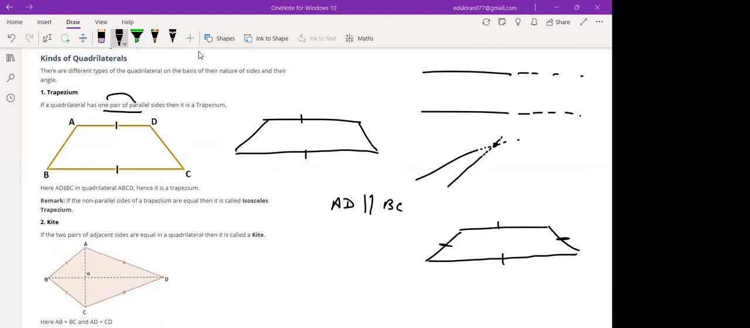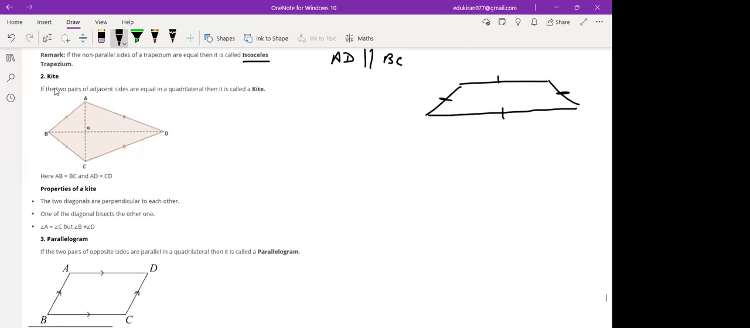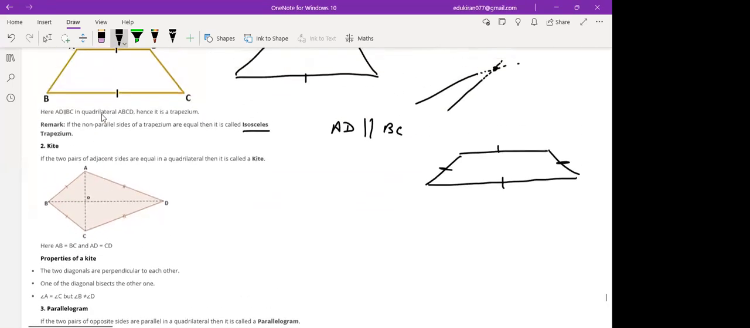If a quadrilateral has one pair of parallel sides, then it is a trapezium. And in case the non-parallel sides are also equal, then the name will change from trapezium to isosceles trapezium. Fine? Yes, ma'am. Okay. Now let's move to the next one, kite. Ma'am, I didn't get it. Can you please explain it again?